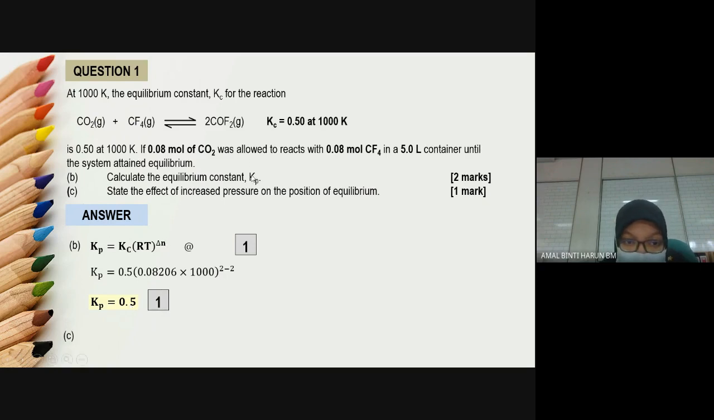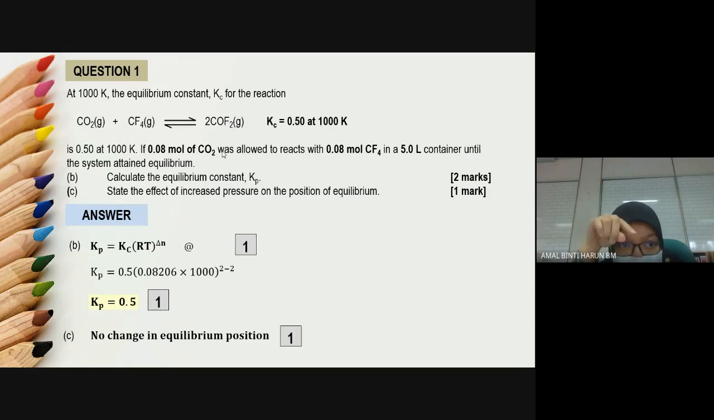Dia suruh calculate Kp lah. So effect of pressure kita pakai Le Chatelier's principle. So dia pergi ke kanan atau kiri, kita tengok disturbance dia adalah increase the pressure. So our correction is to reduce the pressure by shifting to the lower number of moles.